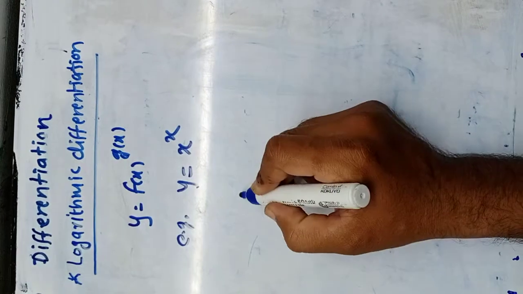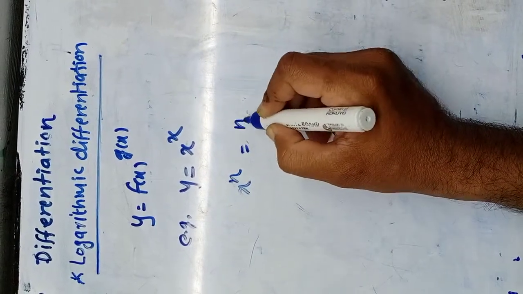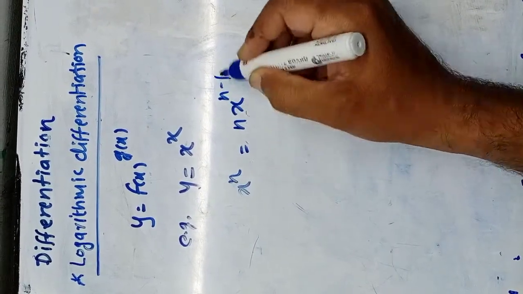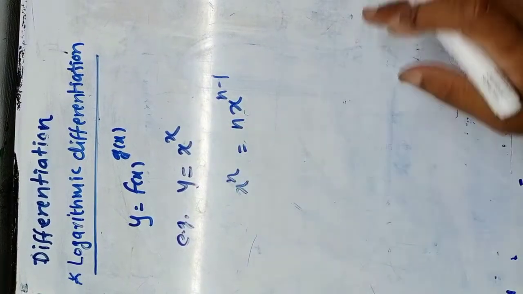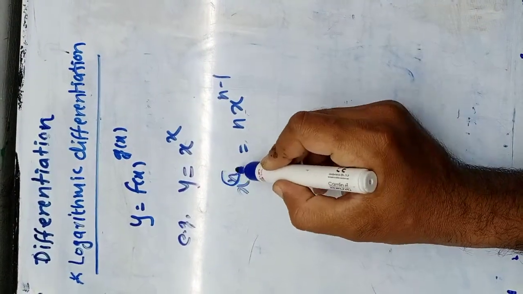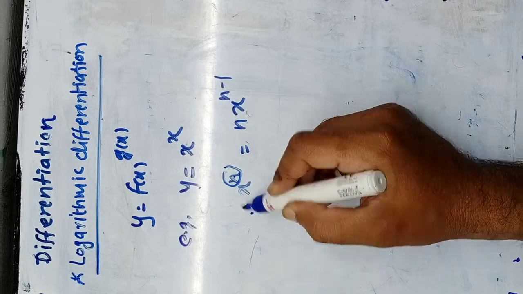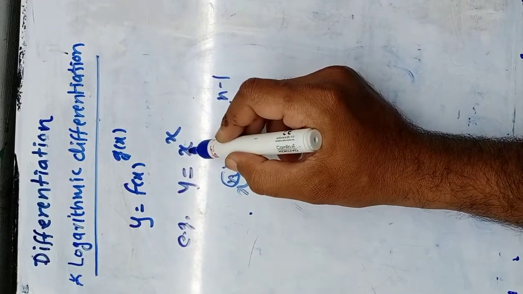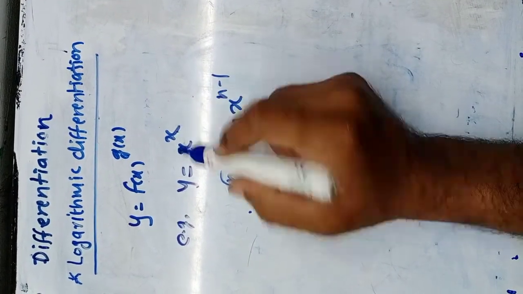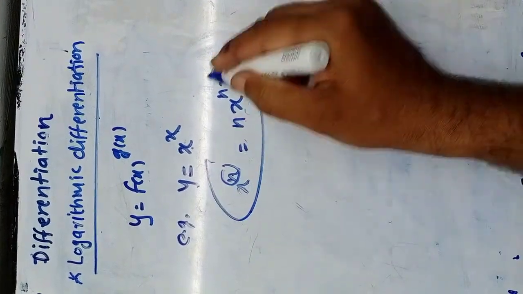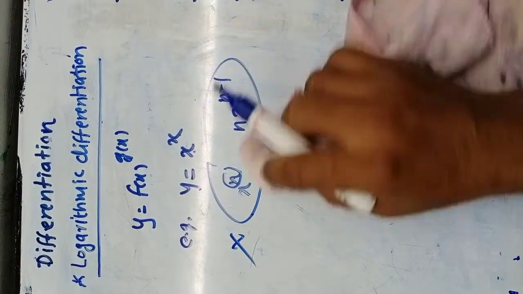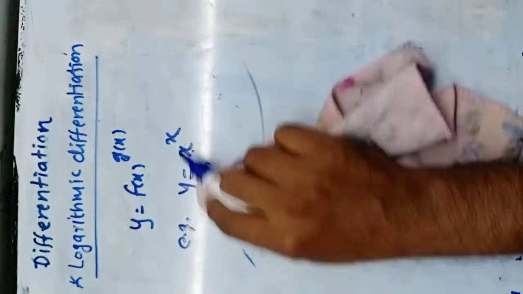Remember, we cannot apply the rule where for x to the power n, we take n and then n minus 1 in the power. This is not applicable here, because that applies when we have a constant power. When we have a function to the power of a function, we cannot use this rule. So how do we solve this type of question?